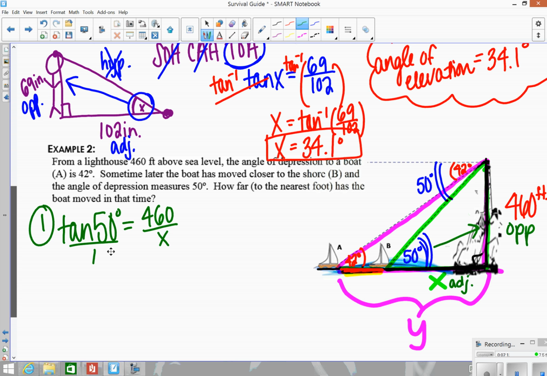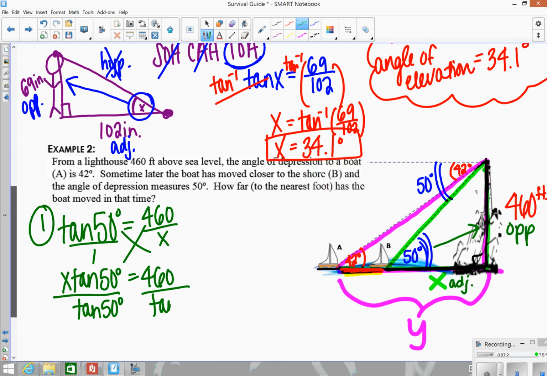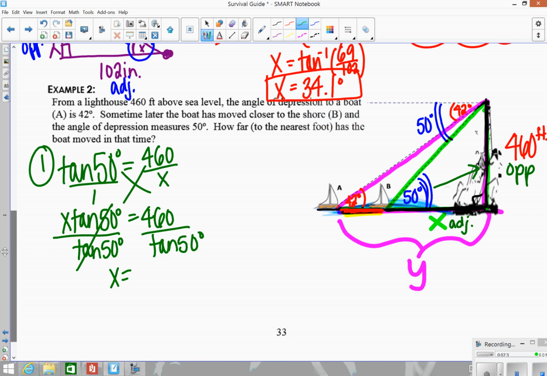And in this case, you're going to put this over 1, cross multiply. So we get x times tan of 50 equals 460. And we're trying to get x by itself, so divide both sides by tan of 50. Those cancel here. So we get x equals 385.9858303. And I'm going to leave that exact answer because I don't want to round too soon.